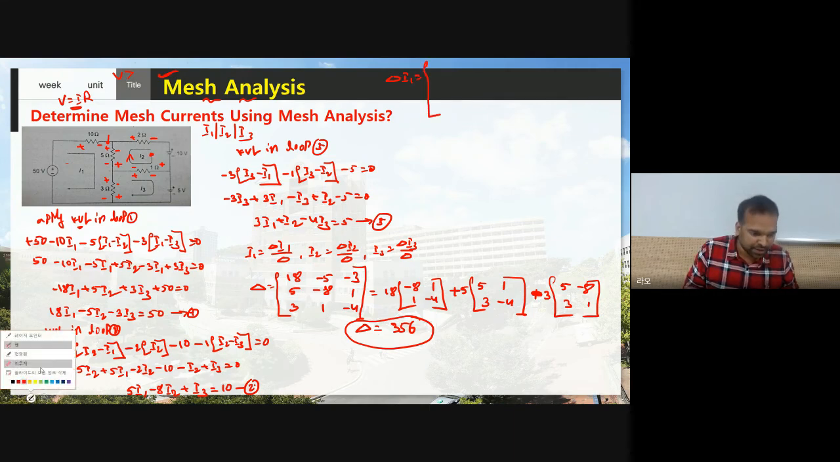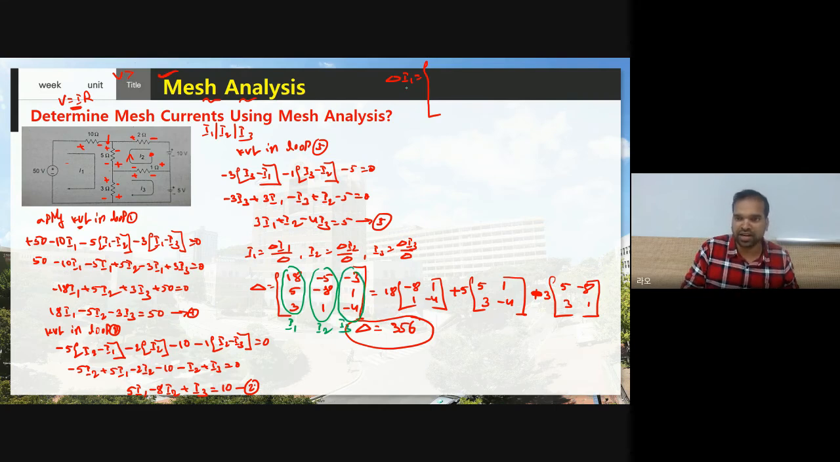So here you have what? These are the I1 terms from equations 1, 2, 3. And here, these are the I2 terms. And this is what? The I3 terms. Now, in order to write delta I1, instead of all the I1 terms, you need to write the constant values from equations 1, 2, 3. What are the constant values here? We have 50, and from equation 2 you have 10, and from equation 3 you have 5. Yes, 50, 10 and 5.